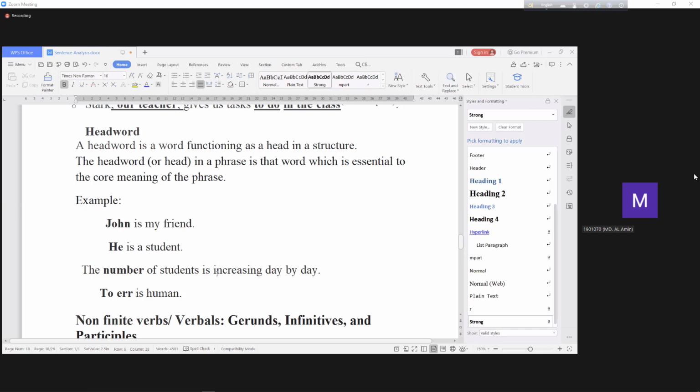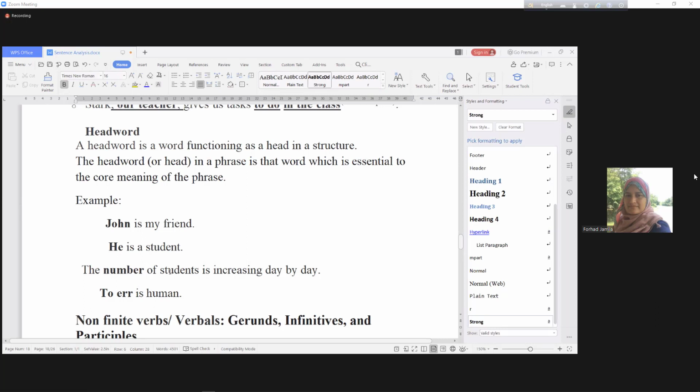If you think about the finite verb, how can we identify head word in a sentence? Head word is actually the subject. First of all, you must know that head word is the subject of a sentence. It is the subject of a sentence, but there is little difference between subject and head word. In the third sentence, it is very much clear.